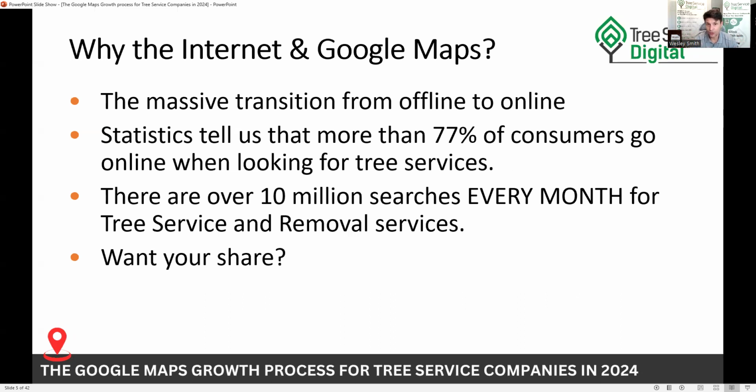They'll go to a search engine, whether that's Google, Bing, Yahoo, Apple, wherever, and they're going to search for tree service companies near me, tree removal companies near me, tree service my city, etc. And they're going to look at a couple of results at the top of the page. Well, the Google Maps are the organic first results below the paid ads section. And this is what we're going to talk about today.